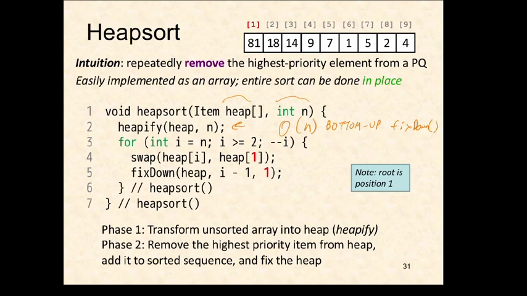We do that. So you gave us an array of stuff. We have no idea what order it's in. We do bottom-up fix down to turn it into a valid heap. Then I know that basically n minus 1 times, notice how long this loop is going to run. It's going to run n minus 1 times. N minus 1 times, we swap index i with index 1, and then we call fix down, and notice here, this part is key, we lie about the size.